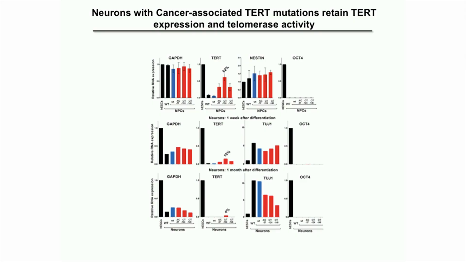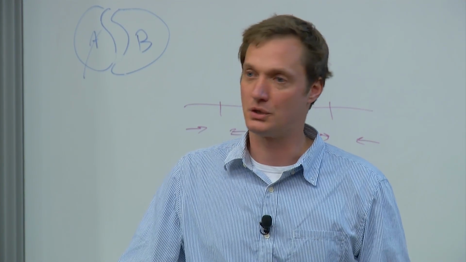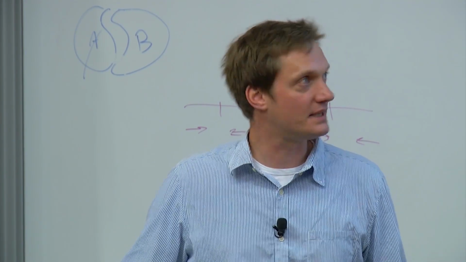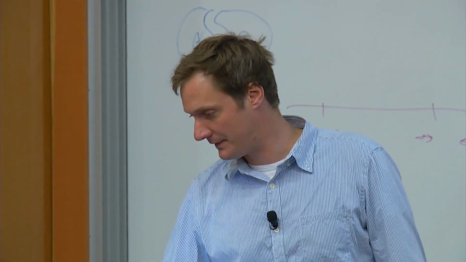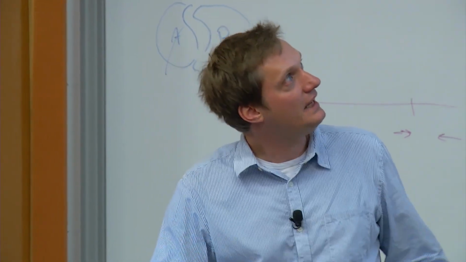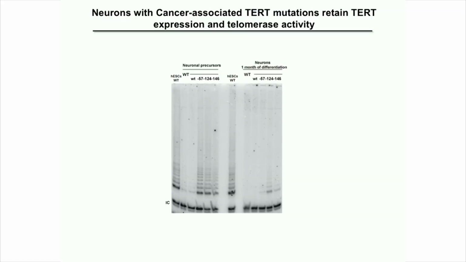You can put these neurons on mitotic inhibitors, which stops the proliferation of these cells, and even under those conditions, we find some residual TERT expression. This translates again, even in neuronal precursors and in neurons, into aberrant activity of telomerase. So post-mitotic neurons that carry TERT promoter mutations have telomerase activity, which is absolutely absent in wild-type cells.